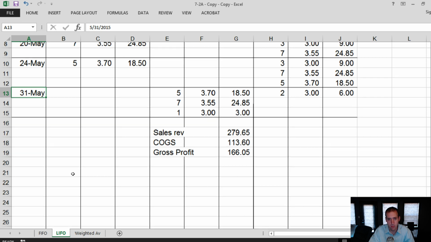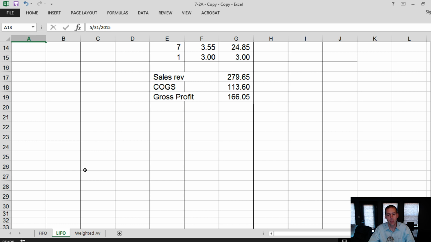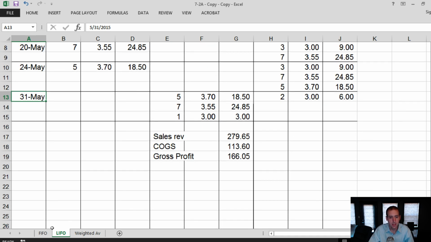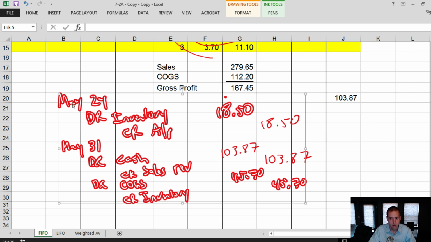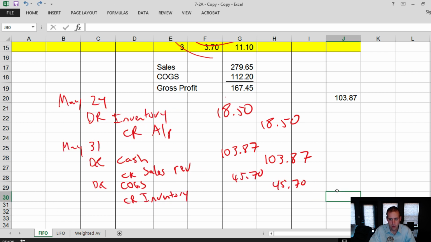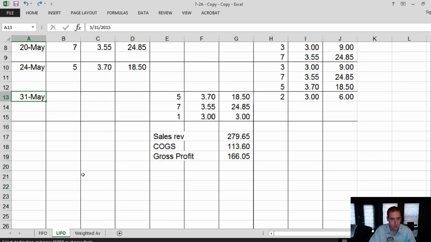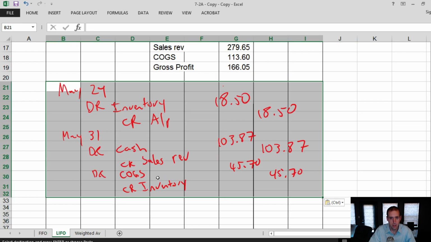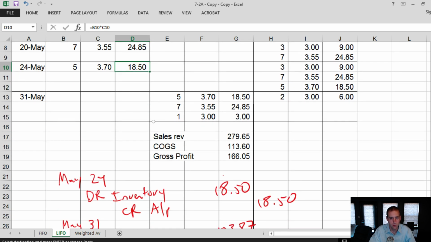Okay, now we've got to record the journal entries for the purchase on May 24th and for the sale on May 31st. The purchase is really easy, right? Debit inventory, credit cash, or credit AP. It's in fact the exact same journal entry. I could just copy paste this. Let's see what happens when I copy. It's funny what happens. Can I copy this whole thing? Well, look at that. It did copy and paste. So the May 24th entry is a complete copy paste, right? We bought 18.50 worth of inventory. So debit inventory, credit AP, 18.50.